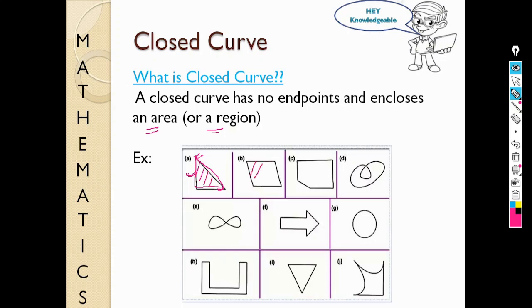In the same way here, this encloses an area, so this is a closed curve. All the figures here are enclosing some area. This one is enclosing this area, and this figure is enclosing this area. So all these curves are closed curves.